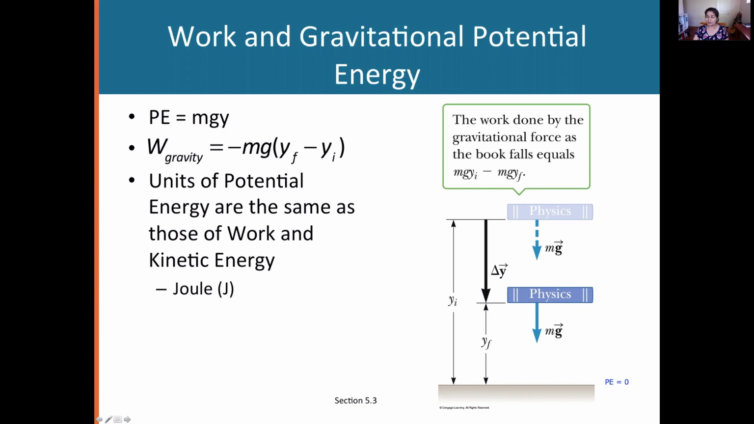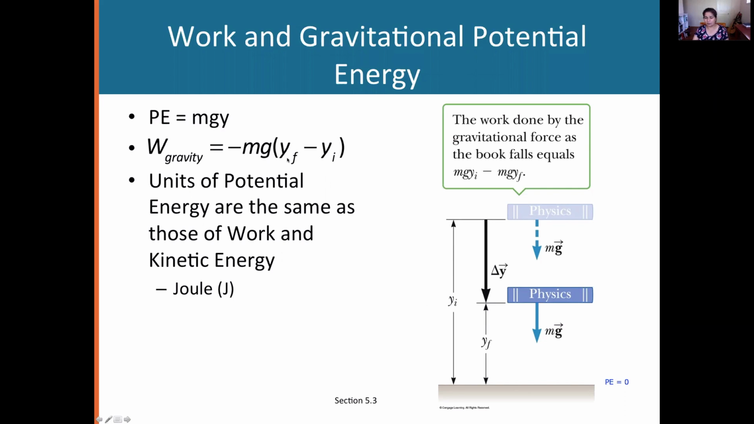Now, let us say you let go of the book at this position, and this is its initial position, and it's going to fall. And let's consider a position while it's falling as its final position. So the new height at this point is yf. So the amount of energy that it has lost, or the work that it has done to fall from here to here, is the change in height, delta y, times mg. And delta y is yf minus yi. So mg times yf minus yi, and it's the negative of this.